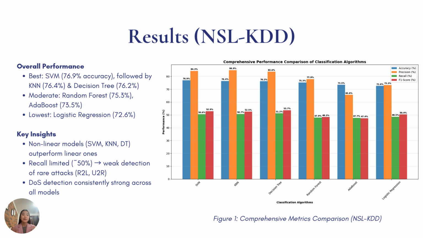On NSL-KDD, the best performance was SVM at 76.9% accuracy, closely followed by KNN and decision tree at around 76%. Random Forest achieved 75%, while AdaBoost and logistic regression trailed slightly. The key finding is that non-linear models outperformed linear ones, but recall remained low, around 50%, due to poor detection of rare attacks like root to local or user to root. All models detected DoS attacks well, and it was the easiest to classify.